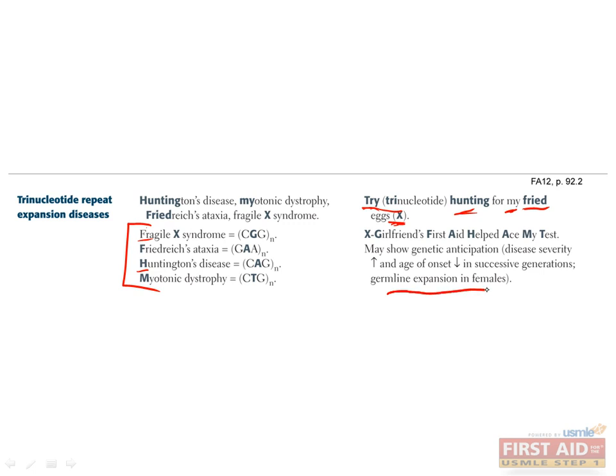The number of repeats expands in the female germline, so when these diseases are inherited from a female parent, they exhibit anticipation, which again means that the age of onset is earlier or they become more severe. You should memorize the actual trinucleotide repeats, since this may help you answer an exam question. This mnemonic should help you remember at least the middle letter in each repeat. Ex-girlfriend's first aid helped ace my test.